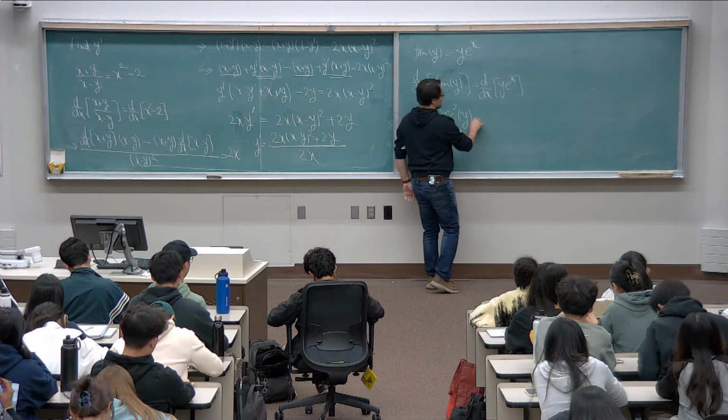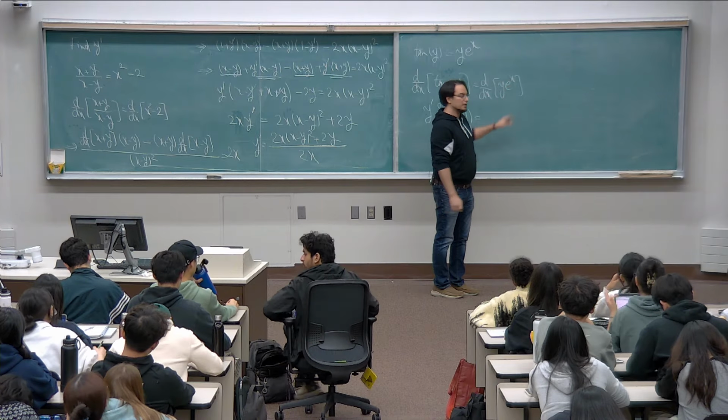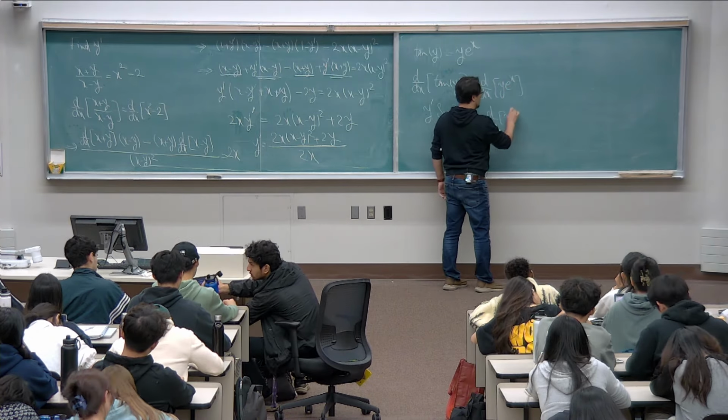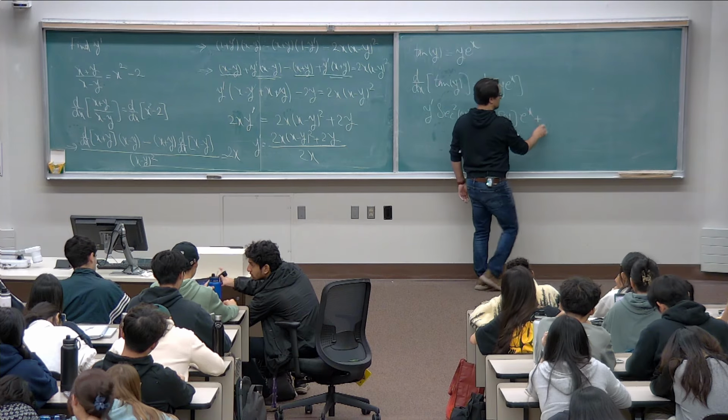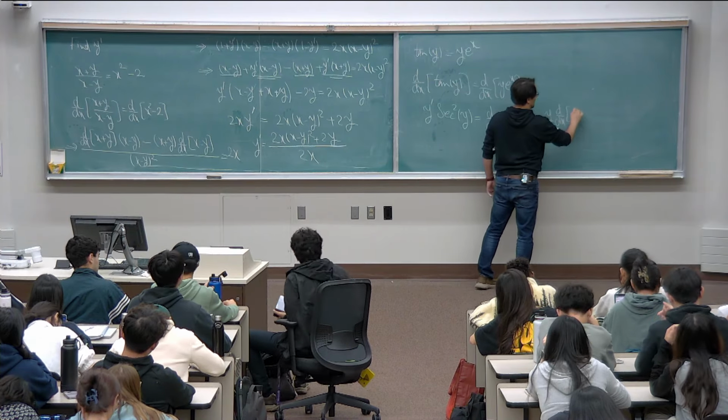Now, on the right-hand side, I have two functions multiplied. So I have the product rule: d dx of the first one times the second one, plus the first one times the derivative of this.